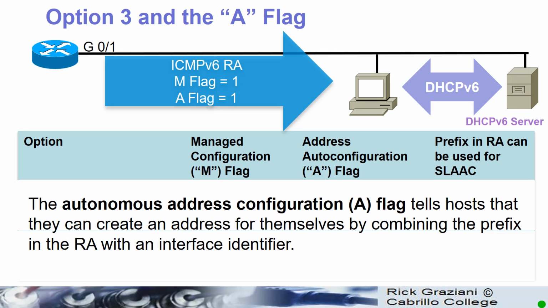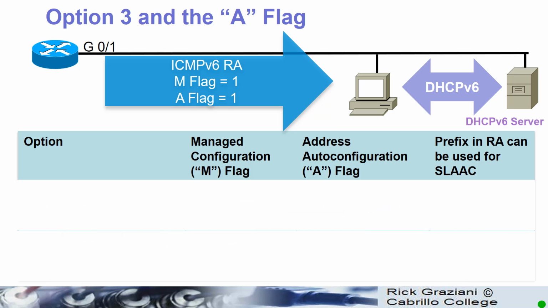So option 3 and the A flag. That's going to be the address autoconfiguration flag. The autonomous address configuration A flag tells the host that it can create an address for itself by combining the prefix in the RA with the interface identifier. Again, because that's going to be for the autoconfiguration.